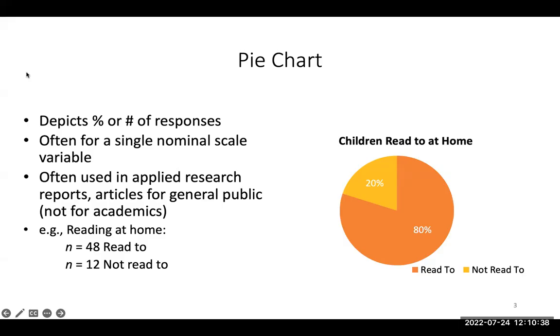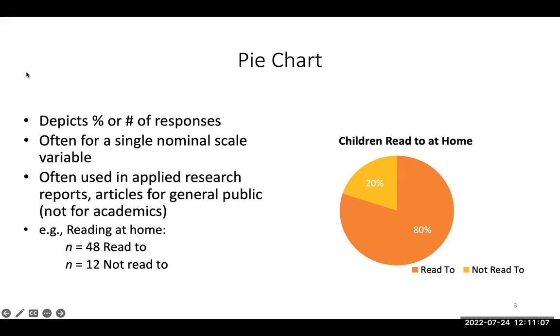So for example, if we did a study on how many children were read to at home or not, let's say we looked at 60 children, and 48 of the kids said that they were read to at home and 12 said they were not read to. If we were to represent this in a pie chart, we simply choose a different color for each response. In the example you see here, yellow represents how many children were not read to, and orange represents how many children were read to.